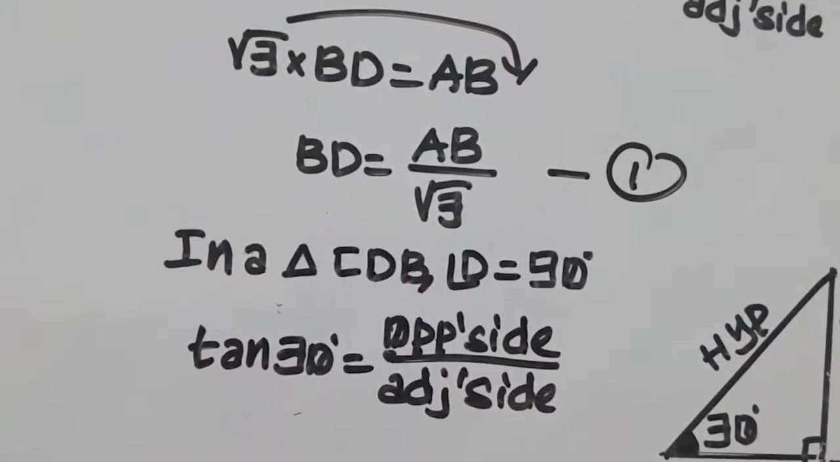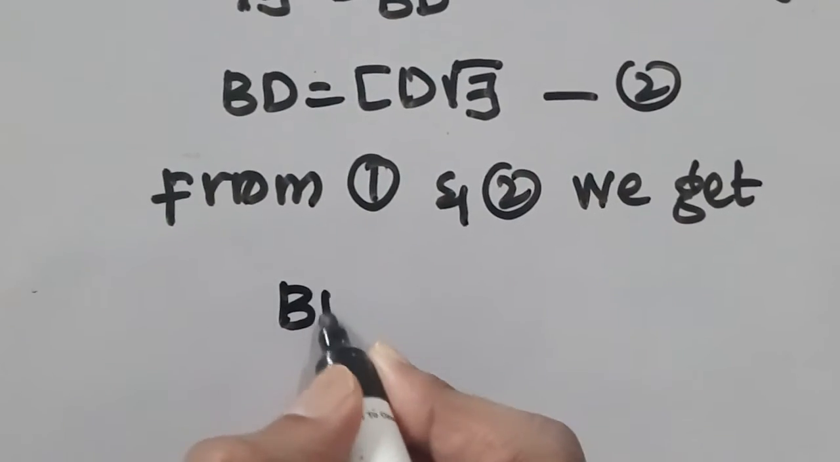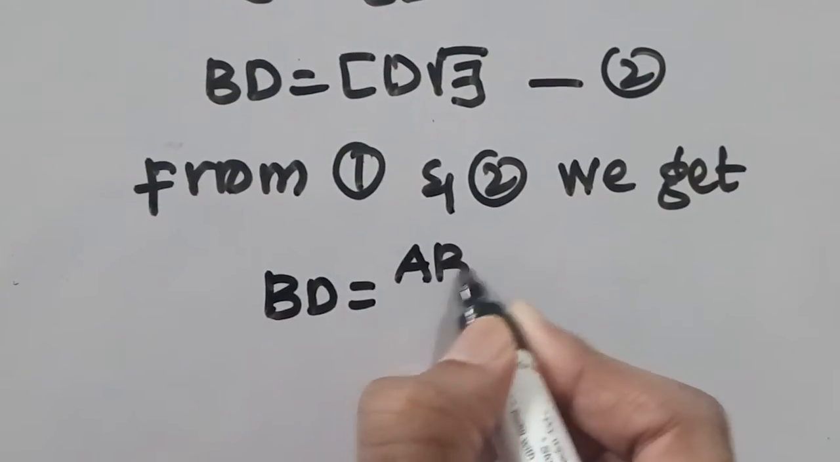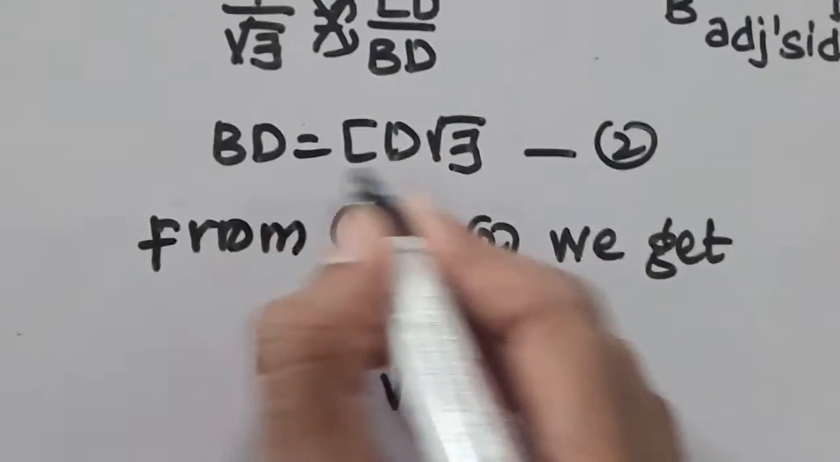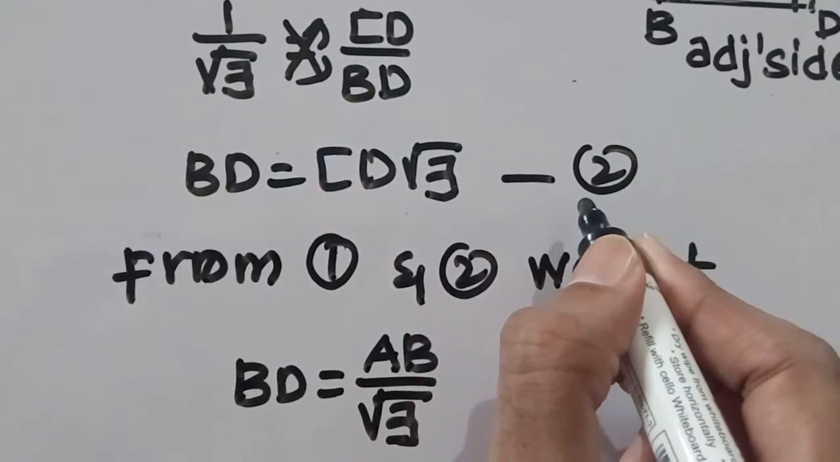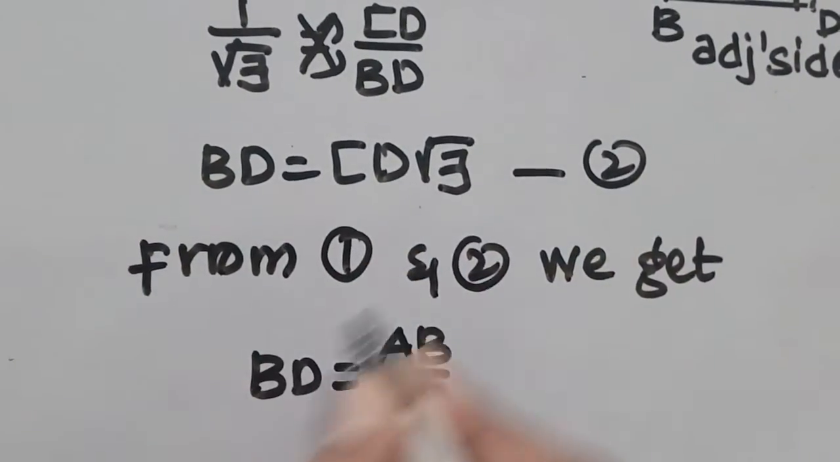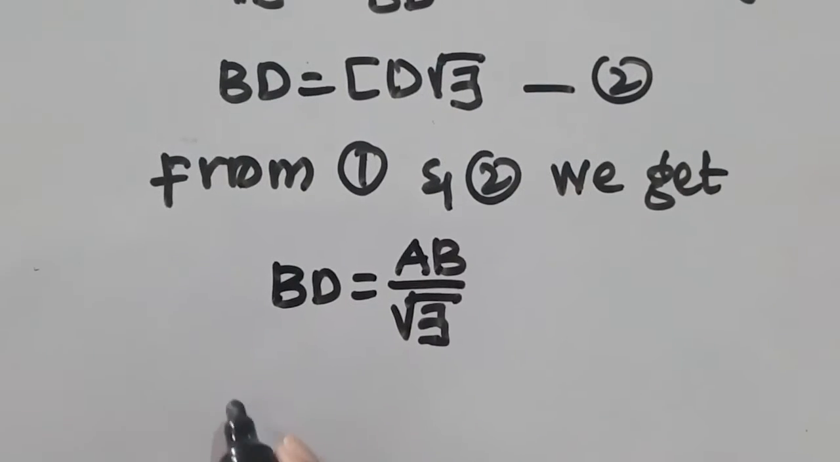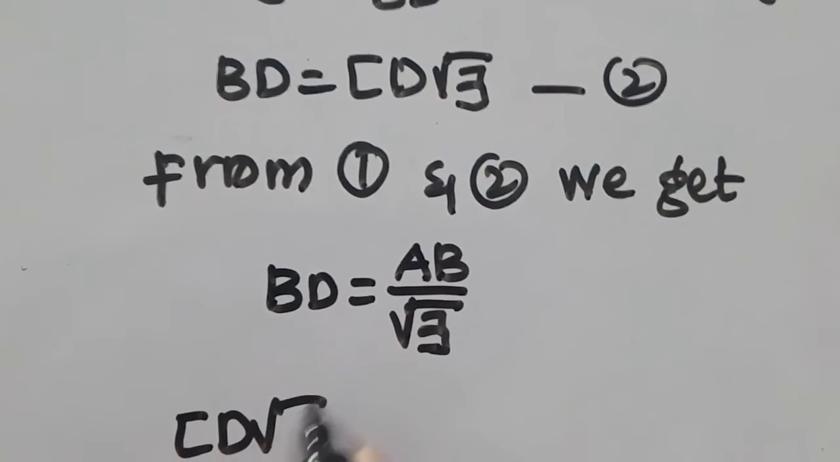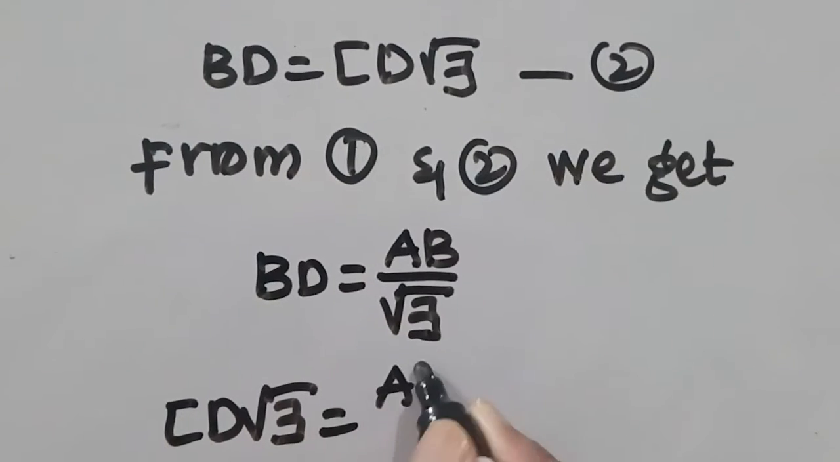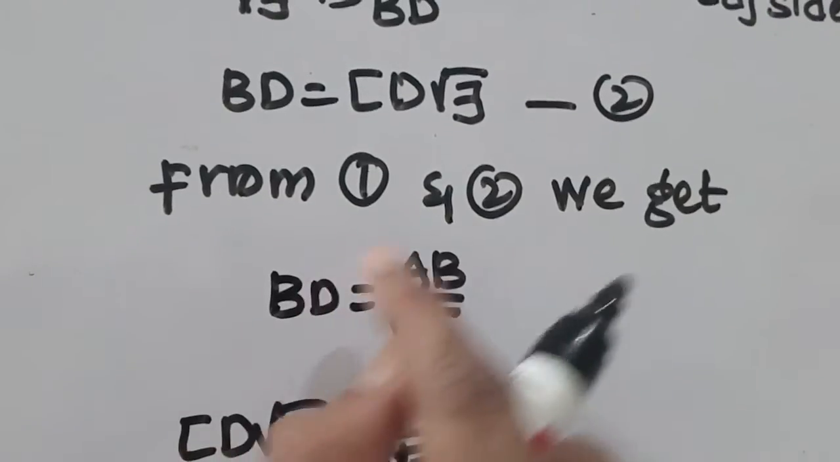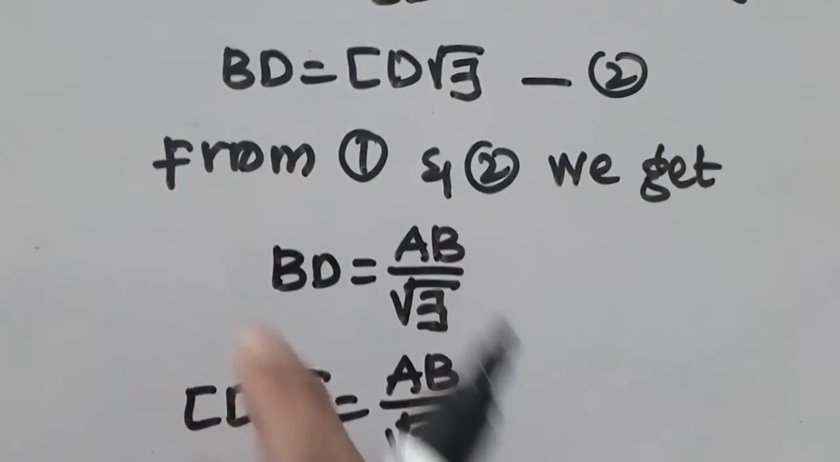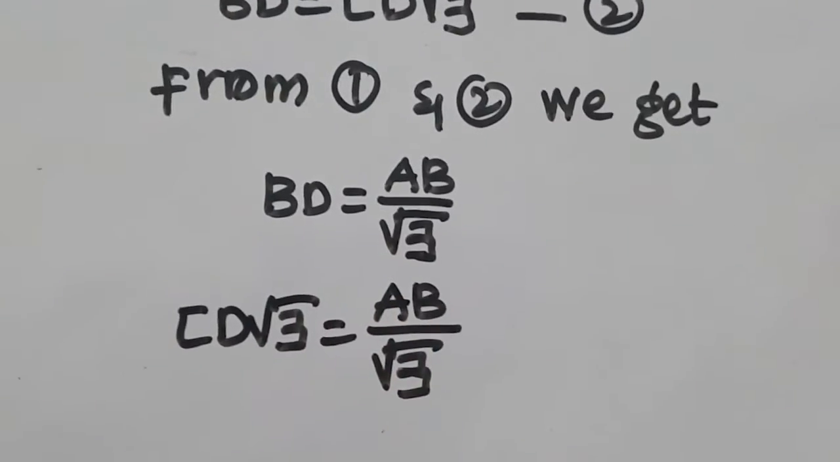What is the first equation? BD is equal to AB by root 3. I'll write this: BD is equal to AB by root 3, but BD is equal to CD into root 3, as solved in the second equation. Now in the place of BD, I'll write CD into root 3. See here, CD root 3 is equal to AB by root 3.